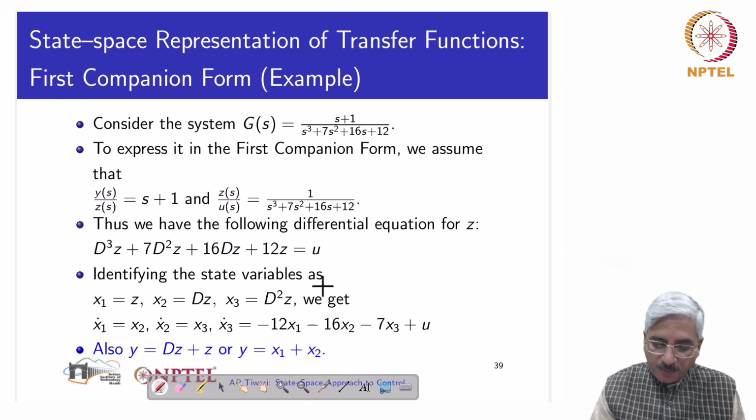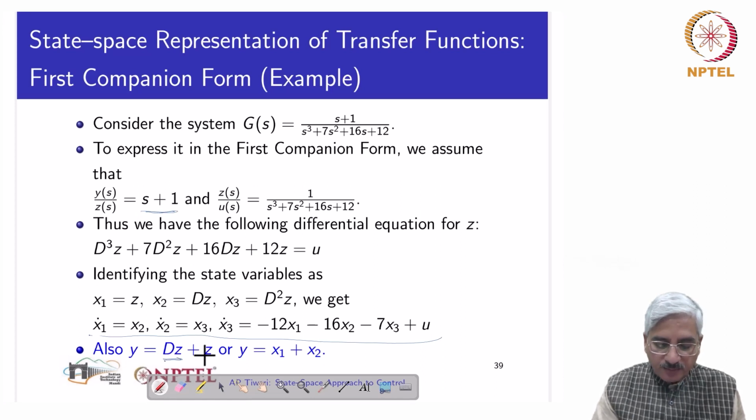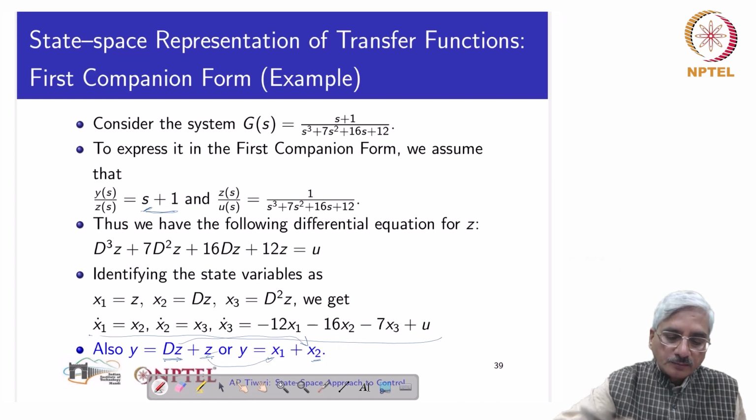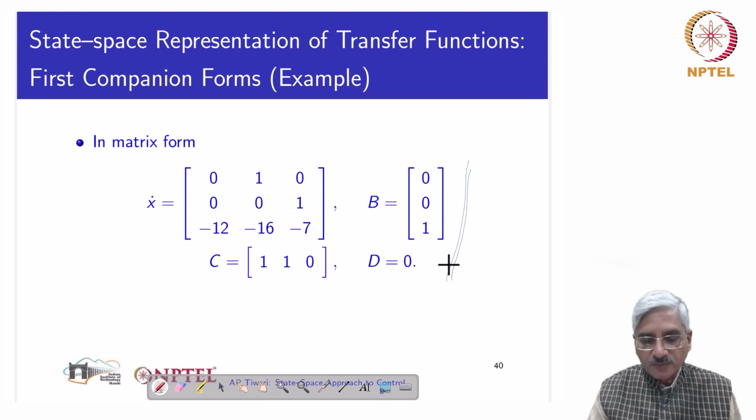So the system gets represented by this, and the output equation, of course, because output is Y(s) by Z(s), which is s plus 1, the output y will be equal to dz plus z. Because dz is x2 and z is x1, y is the summation of x1 and x2, it doesn't contain x3. So in the matrix form, this is what we get from the given transfer function.